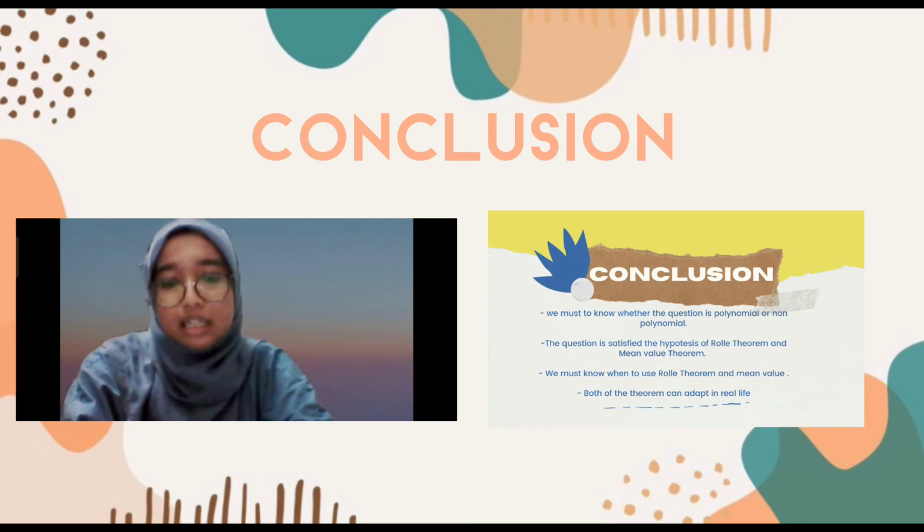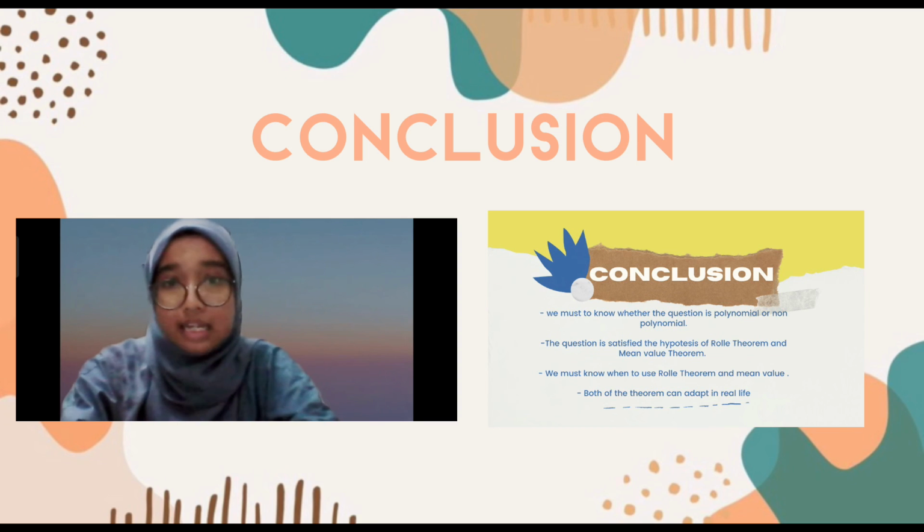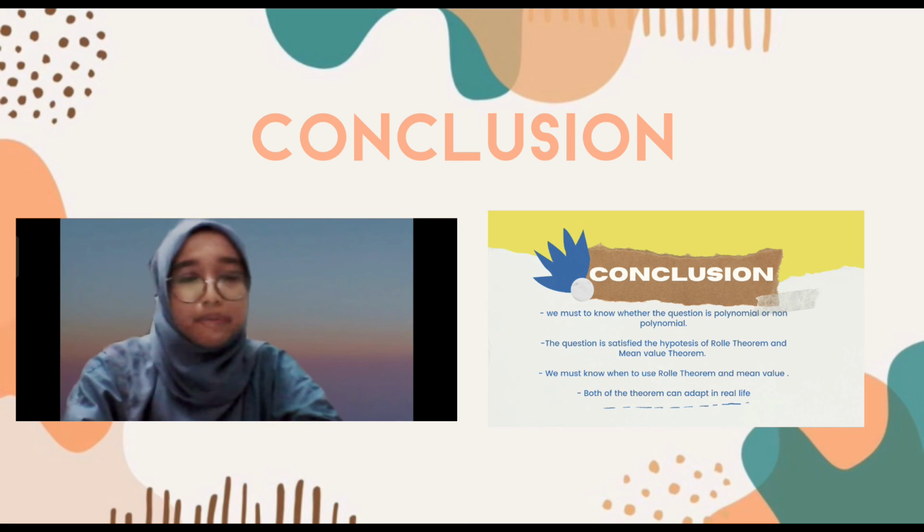So lastly, both of the theorems can be applied in real life. The Rolle theorem can help us find the maximum height of a projectile trajectory. Besides, it might be used as a predictor in various cases. And the same goes for the mean value theorem.